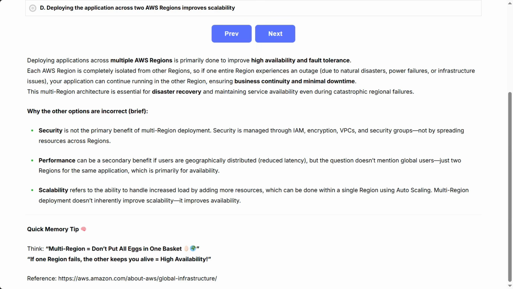Scalability refers to the ability to handle increased load by adding more resources, which can be done within a single region using autoscaling. Multi-region deployment doesn't inherently improve scalability, it improves availability. Quick memory tip. Think, multi-region equals don't put all eggs in one basket. If one region fails, the other keeps you alive equals high availability.